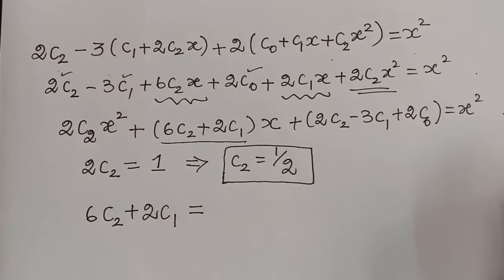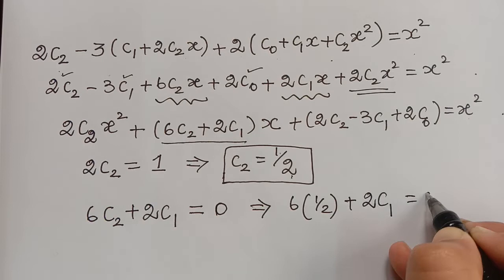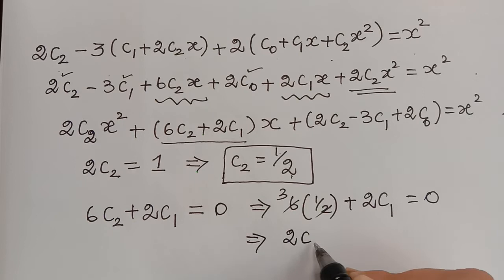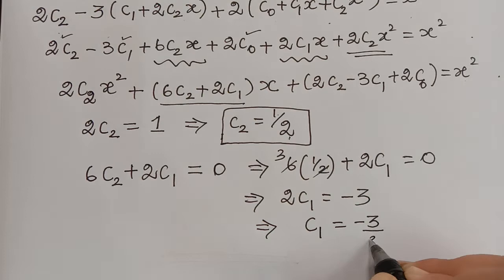So, this will be 0. Already, the value of c2 is 1 by 2. So, from this, 6 multiplied with 1 by 2 plus 2c1 is equal to 0. So 3 plus 2c1 is equal to 0, so we get 2c1 to be equal to negative 3. Taking this 3 to the other side, we get minus 3 on the right. So from that we get the value of c1 to be equal to minus 3 by 2. So this is the value of c1.